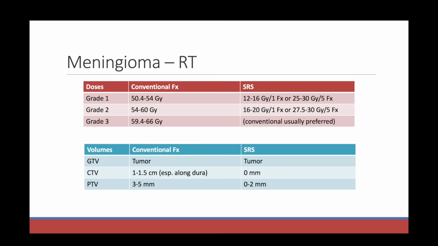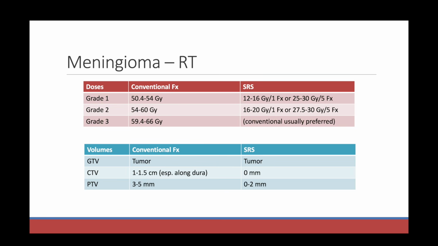I think the dosing for meningioma is easy to remember. If you remember grade 1, 2, and 3, and remember 50.4, 54, 59.4. So these are 1.8 gray per fraction, and then the number of fractions is just 28 versus 30 versus 33 for grade 1, 2, and 3.